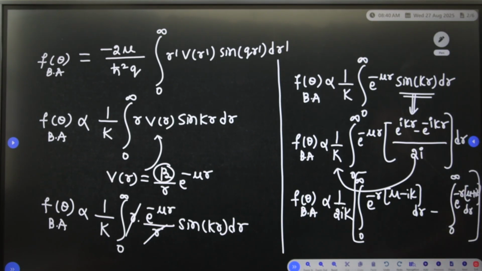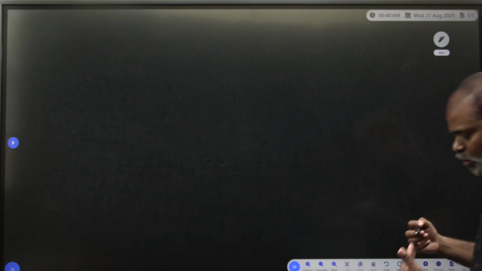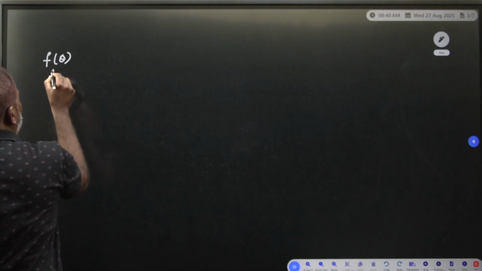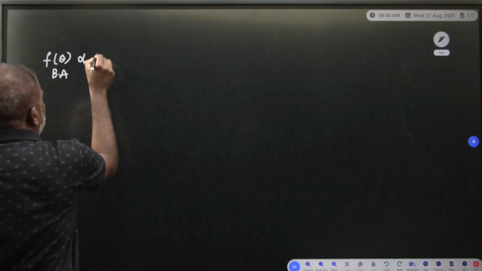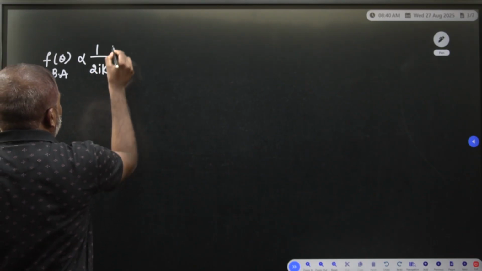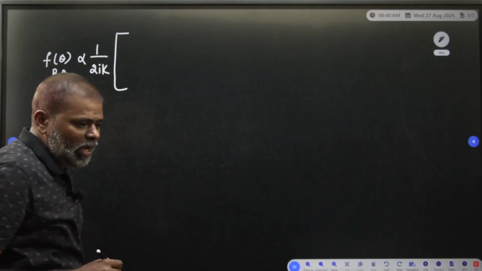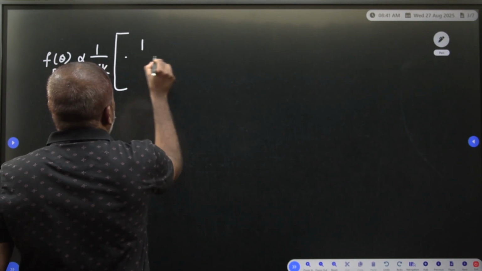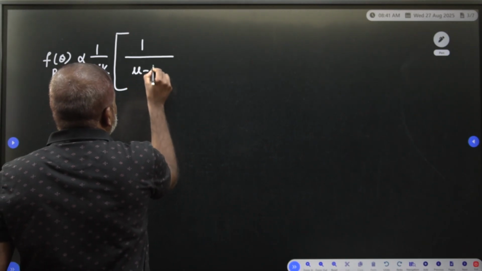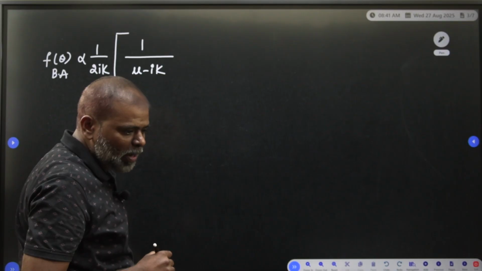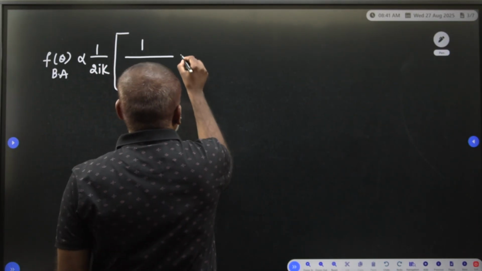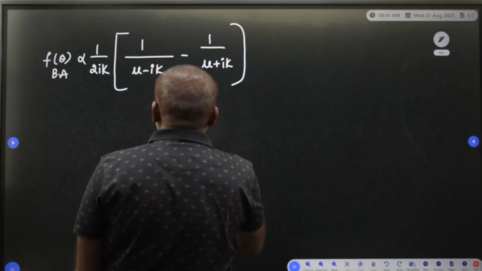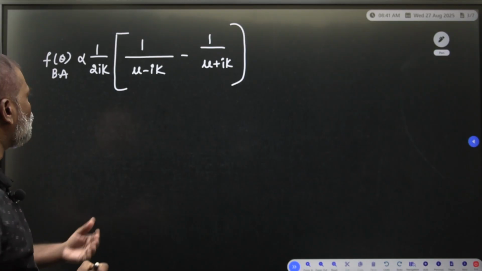So, the bracket close you are going to take. Now you have to substitute that formula. The scattering amplitude under the Born approximation is directly proportional to 1 by 2ik into the integration. What you are going to get is 1 by (mu minus ik), minus 1 by (mu plus ik). So based on the integration you have to do this.